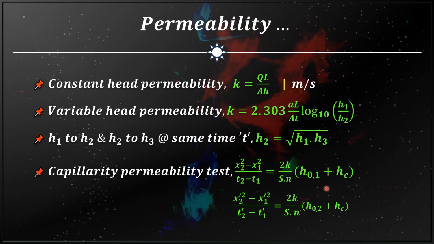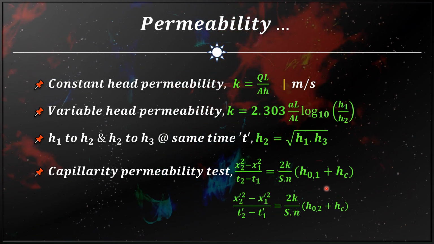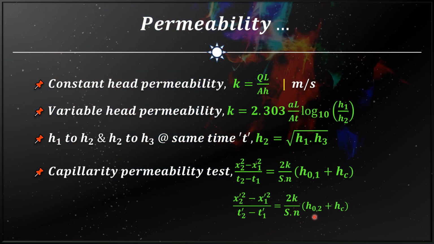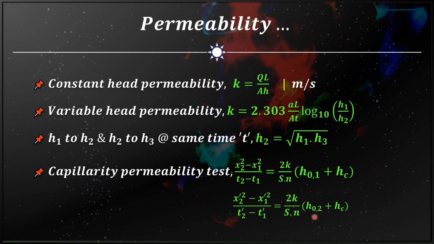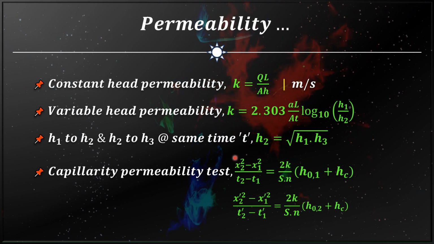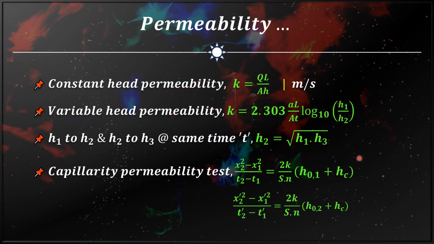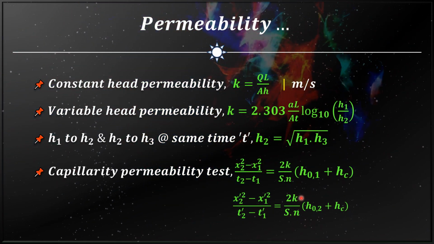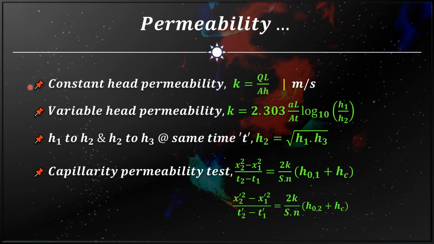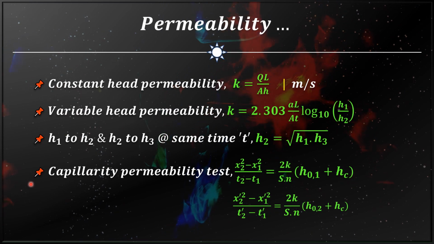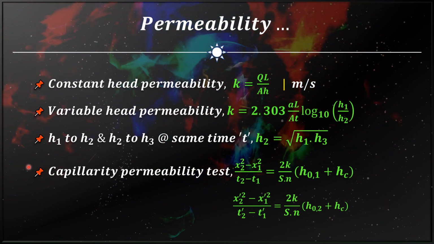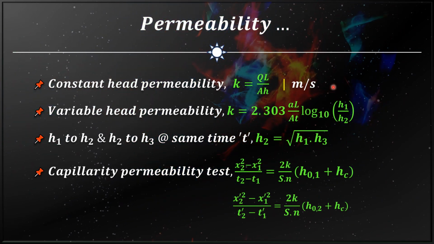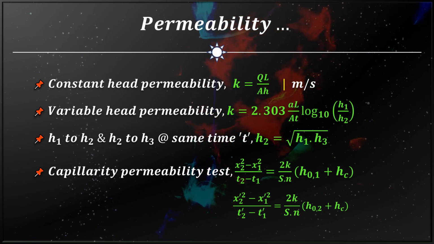And h0,1 is the head. Actually this is the head at stage 1 and this is the head at stage 2. So there are two stages in the capillarity permeability test. Accordingly we have to calculate and substitute all the things to get the answer for small k value. By solving both the equations we shall get the answer for small k, that is nothing but the coefficient of permeability. So these are some tests, like constant head permeability, variable head permeability and capillarity permeability test, to determine the value of small k, that is the coefficient of permeability, and the unit of permeability is meter per second or centimeter per second or like that, that is the unit of velocity only.